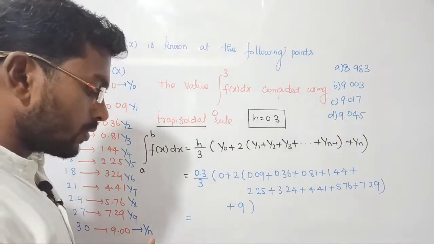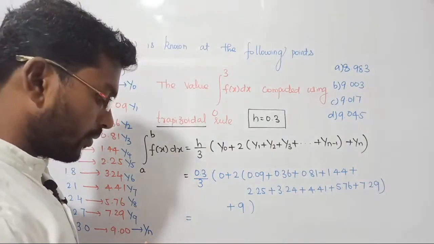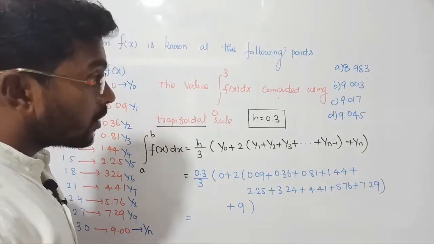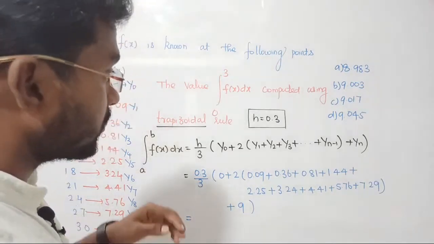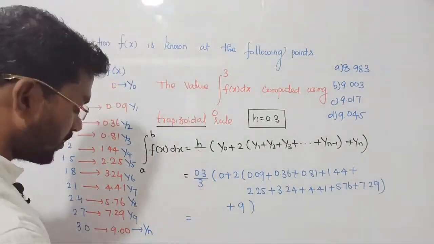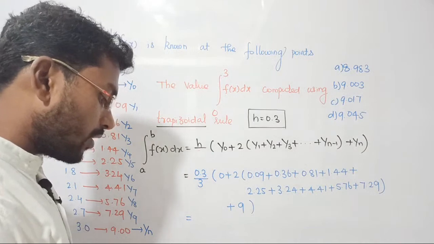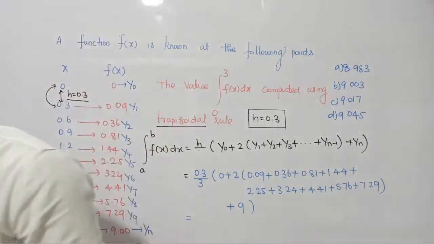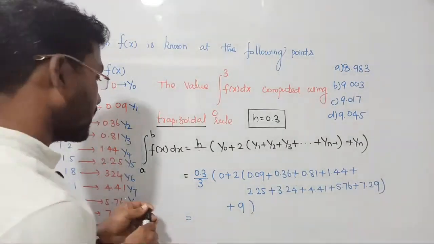I'm sorry, I made a mistake. Multiplied by 0.1 divided by 3. I'm not getting the answer, right? I think I made a mistake. Guys, listen, we are in the trapezoidal rule, right? See there, sorry. Multiplied by 3 divided by 2. 9.045, right? A small mistake, please see there.